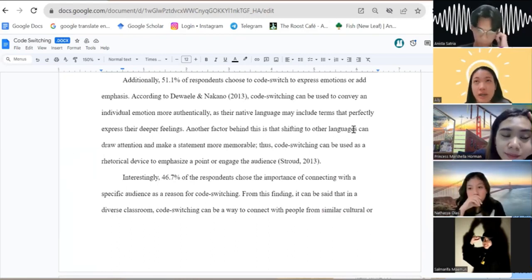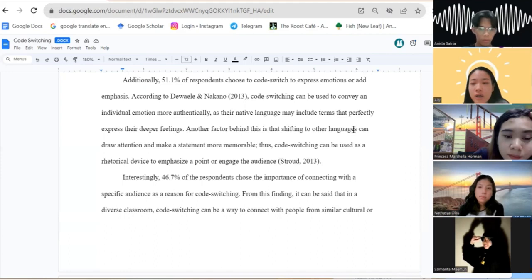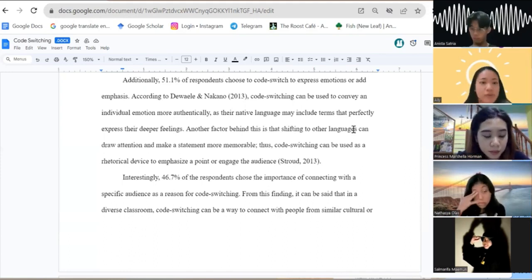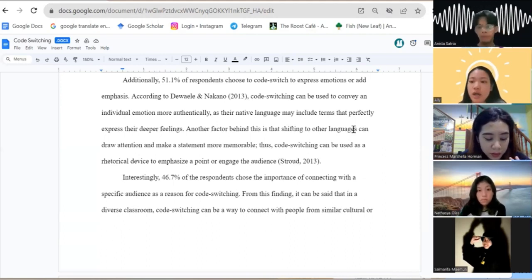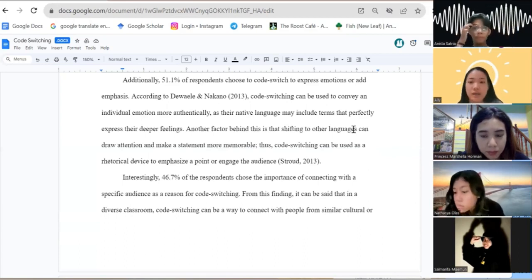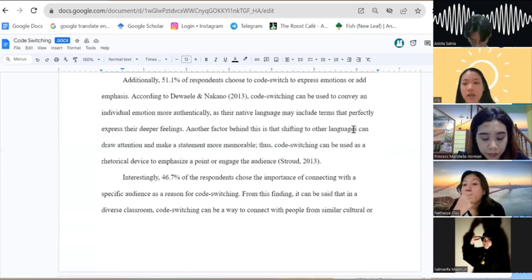So basically, we're elaborating our analysis on the reasons why people choose to use code switching. After analyzing the two top main reasons, we're moving on to the third main reason, with 51.1% of respondents choosing to code switch to express emotions or emphasize a term or something that they want to express. According to De Wiley and Nakano in 2013, code switching can be used to convey an individual's emotion more authentically, as their native language may include terms that perfectly express deeper feelings.